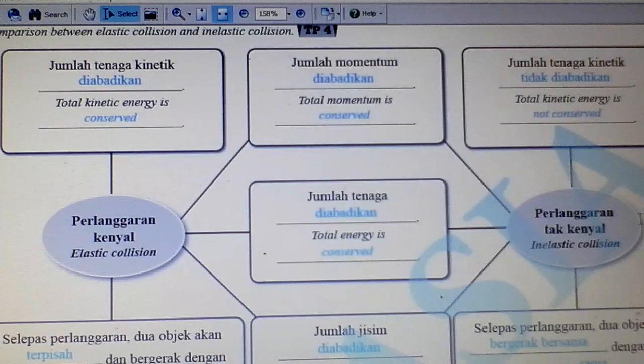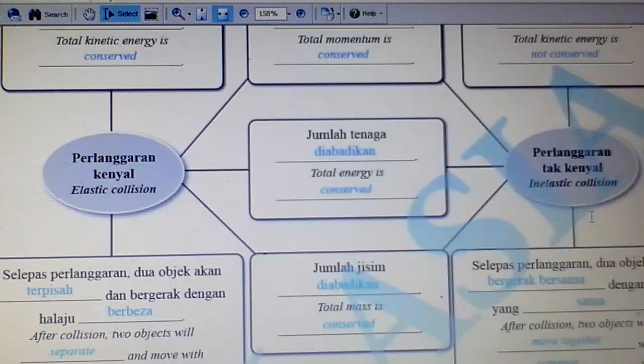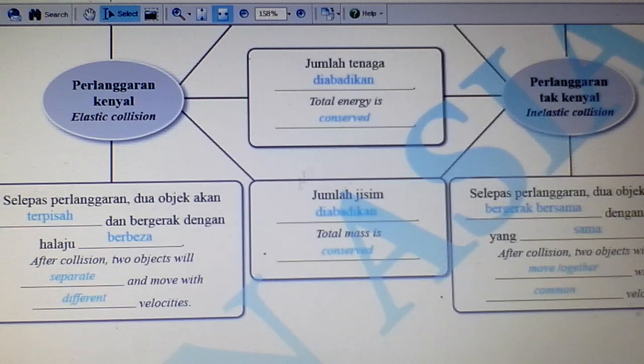Okay, look at inelastic collision. Total kinetic energy is not conserved because most of the kinetic energy is lost as heat energy and sound energy. For inelastic collision, an example is a serious accident. That one will cause some of the energy to be lost as heat and sound. So kinetic energy is not conserved. Total mass is conserved. After collision, 2 objects will move together with a common velocity, like stick together and move with common velocity.